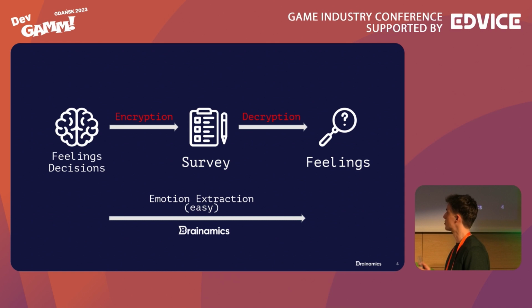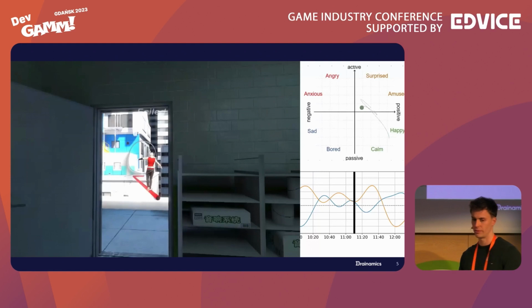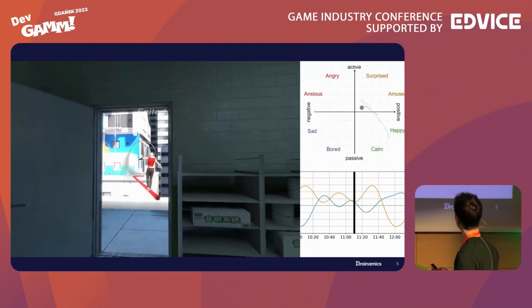And there, the emotion extraction that we provide through our software is solving this problem because we directly take it objectively and accurately from the human brain. And to give you an example of how it looks in practice, this is a very simplified example of how we classify the emotions. You can see here in the top right corner a two-dimensional coordinate system.